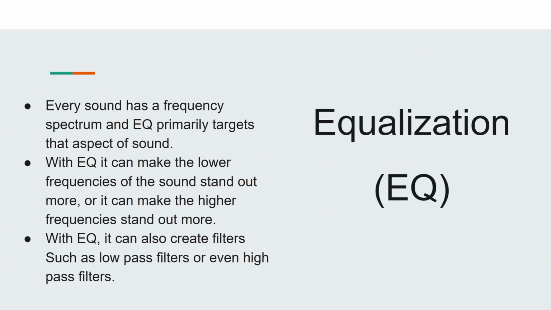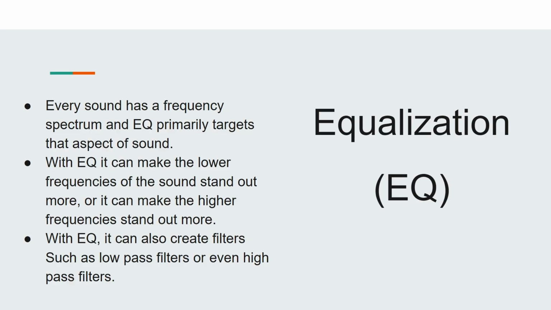Oh, and speaking of equalization or EQ, every sound has a frequency spectrum, and what EQ does is target those aspects of sound. With EQ, it can make the lower frequencies of the sound stand out more, or it can make the higher frequencies stand out more. It can also drop some frequencies, which can make the sound either less full or not so clustered. With EQ, it can also create filters, such as low pass filters or even high pass filters.